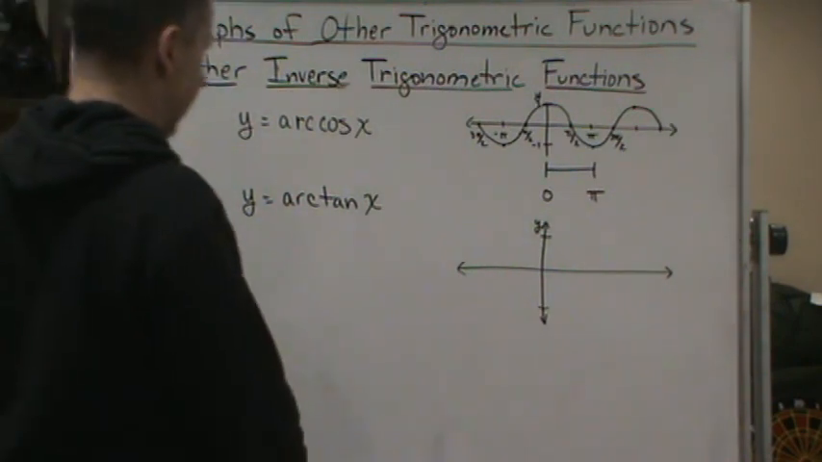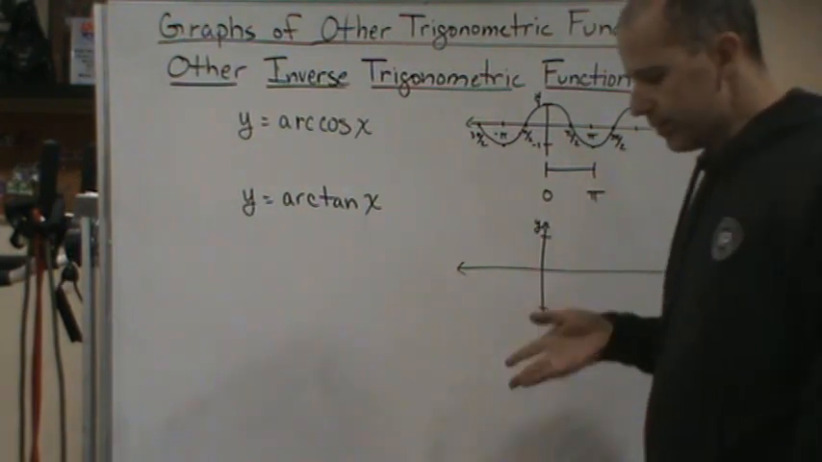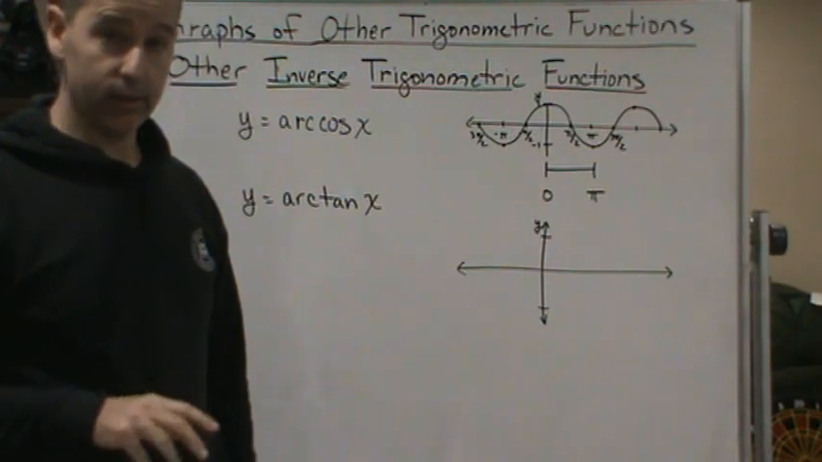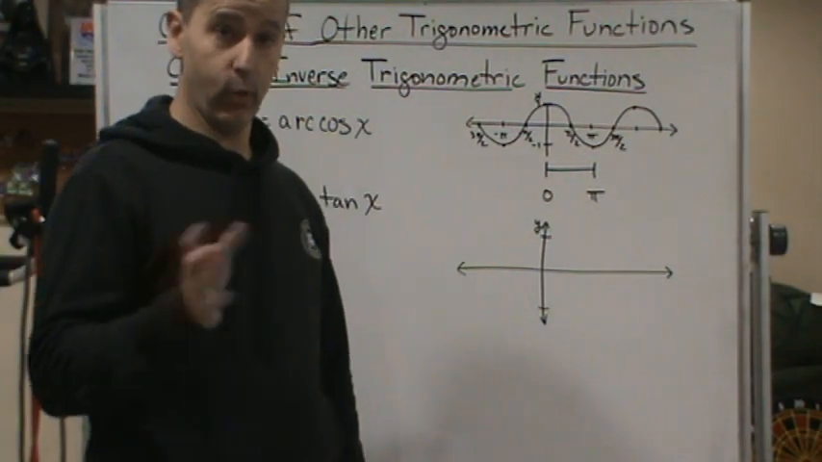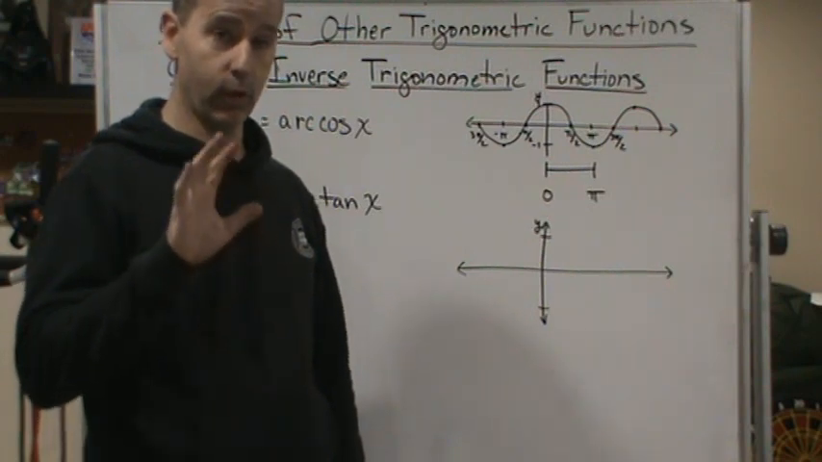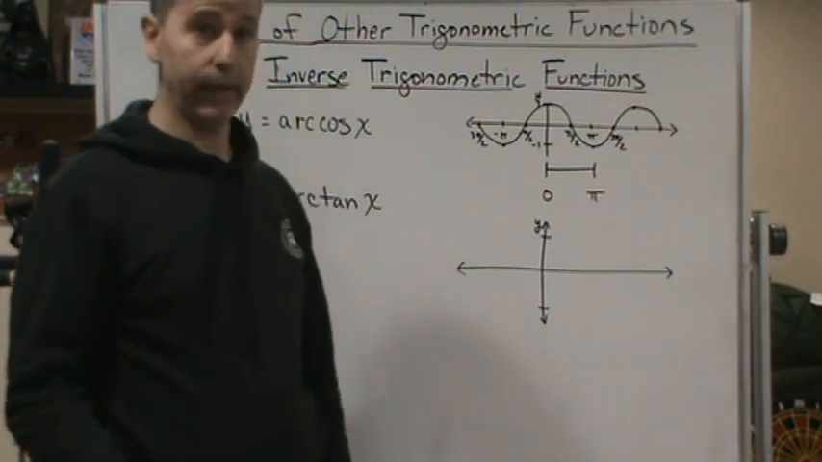All right, welcome back. And now we're going to talk about other inverse trigonometric functions. So just like we saw with sine, we have arc sine, and arc sine has a domain of from -1 to 1, right, in the x direction. In the y direction, it goes from negative pi over 2 to pi over 2, okay?